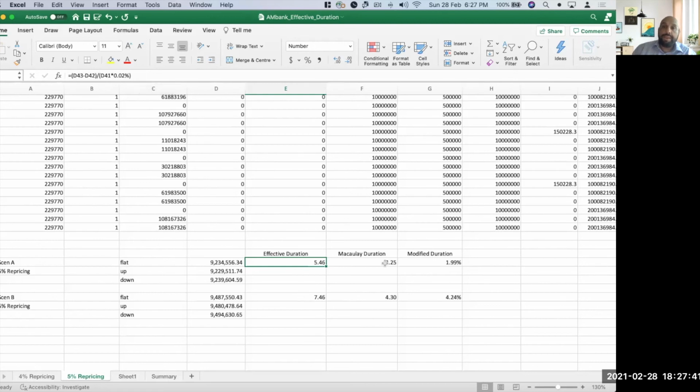And you can see that there is a marked difference in terms of the effective duration versus the Macaulay, simply because the effective duration takes account of the entire stream of cash flows discounted at that relevant point, whereas the Macaulay duration, of course, was looking at it from the point of the repricing event itself, right? So there is a significant difference.